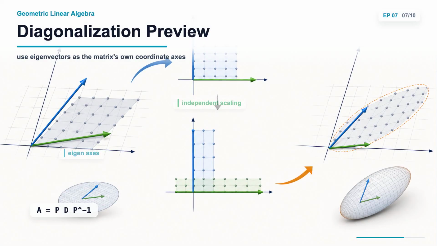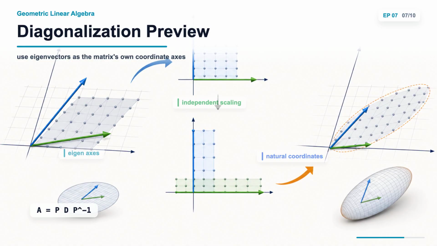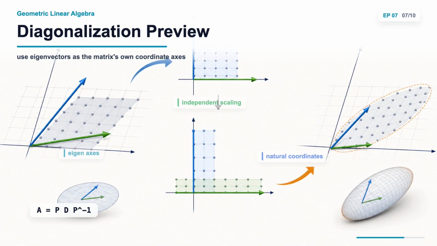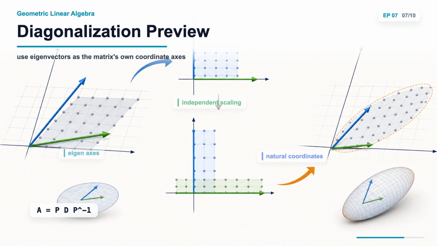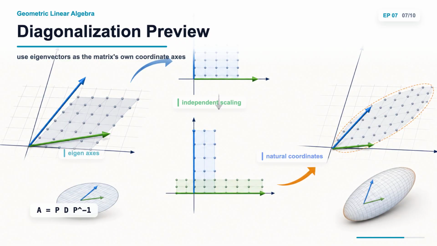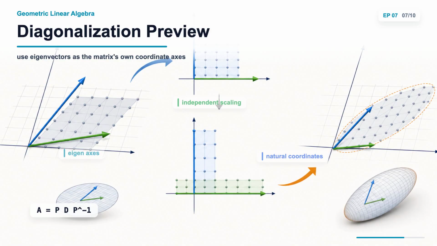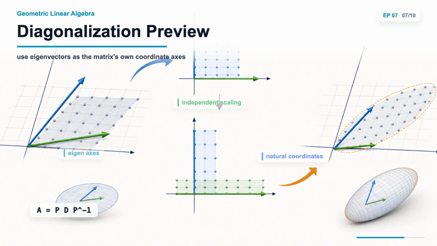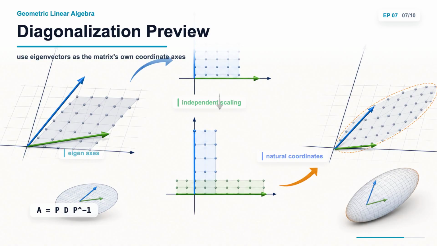If we find enough independent eigenvectors, they can become a new coordinate system. In that coordinate system, the matrix no longer mixes directions. It only scales each eigendirection by its eigenvalue. That is the geometric heart of diagonalization. We are not just simplifying algebra. We are changing into the coordinate axes that the transformation itself prefers.